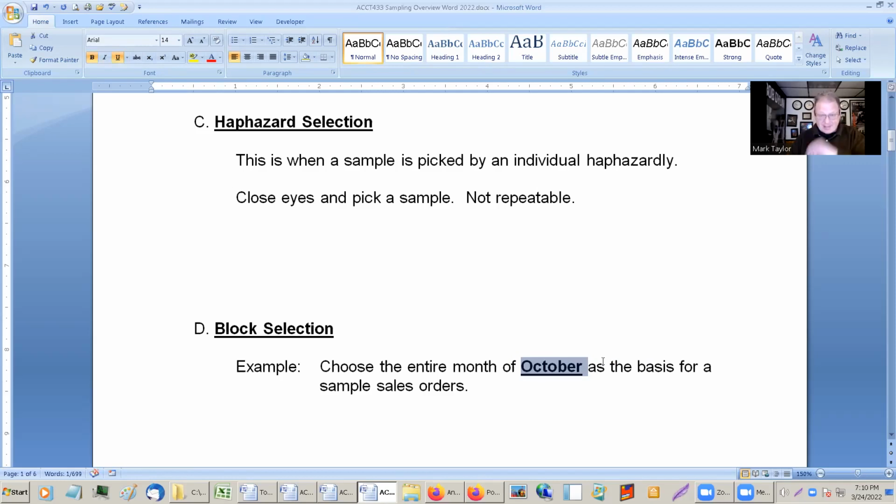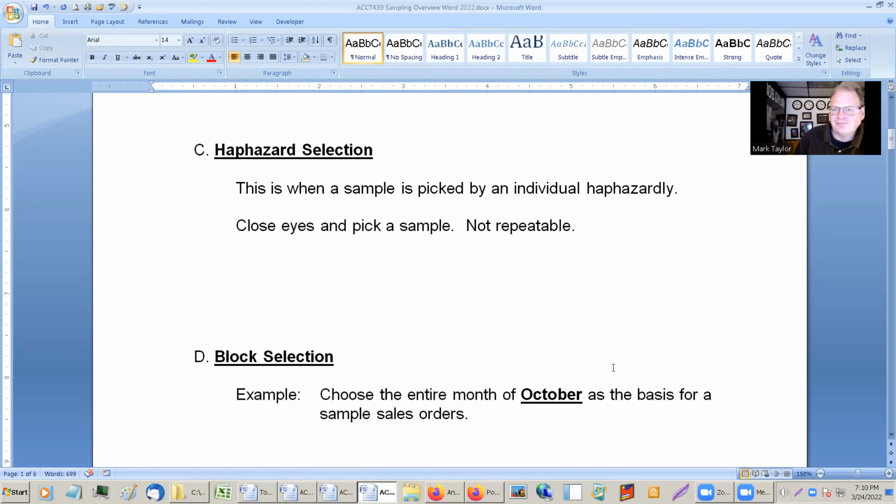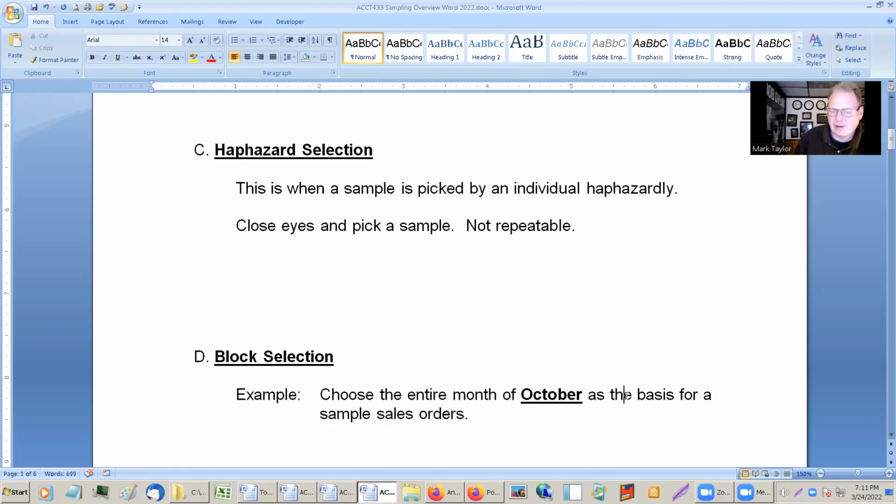There's an unfunny saying that block selection or block sampling is for blockheads. The reason is that October may not, and probably doesn't, represent the population as a whole. You might choose that if there's a significant problem that happened in October you're trying to figure out, but generally speaking, block samples are not good for auditing of financial statements, because a lot of times they don't represent the population as a whole.